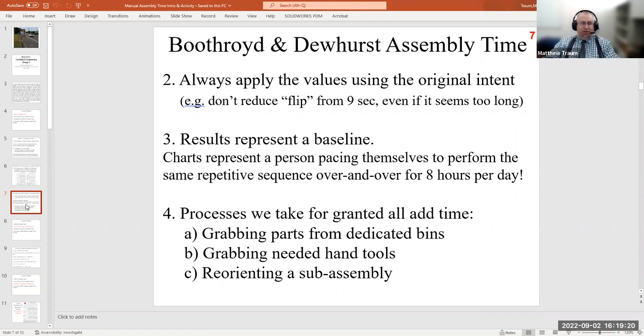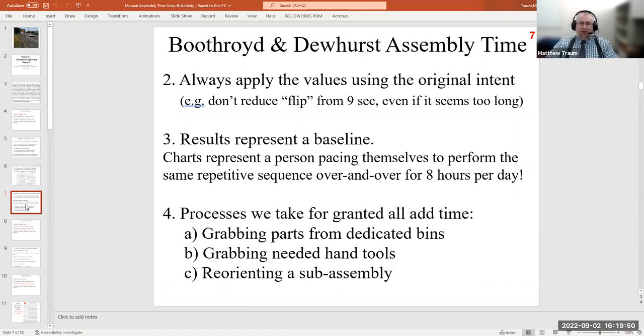So your intuition might be, well, I'm trying to get the cost of this thing down, so I'm going to artificially go in and reduce the numbers so that a flip doesn't take 9 seconds, but takes like 2 seconds, right? Because intuitively, that's really what it should be. So my admonition, my warning to you is please don't do that. Please just apply the values from the chart, following the original intent of the researchers.